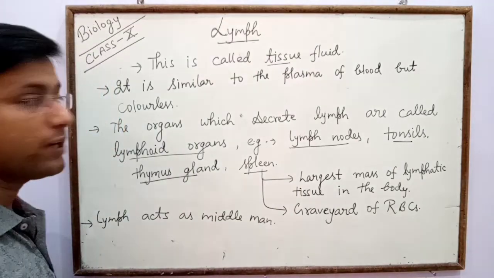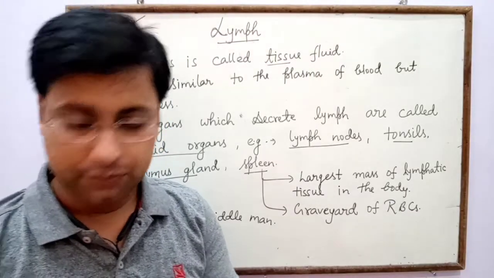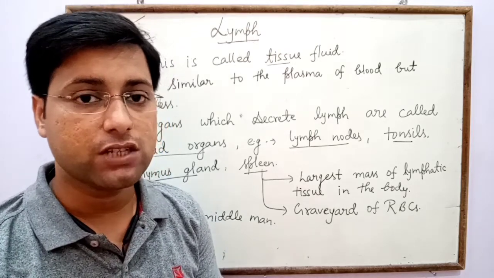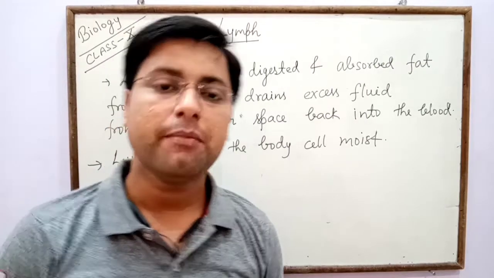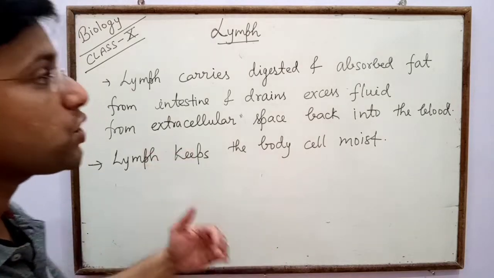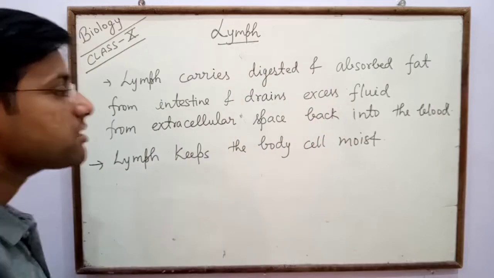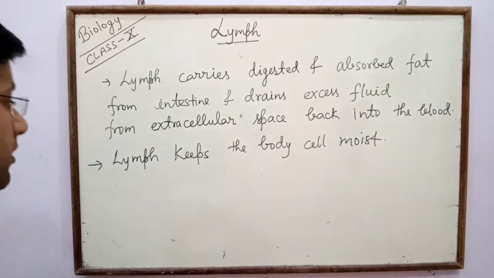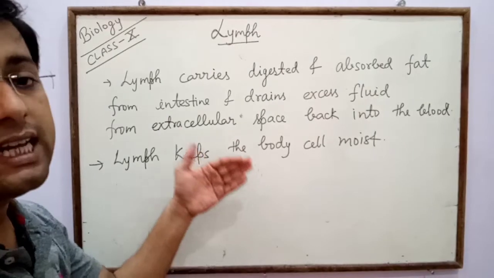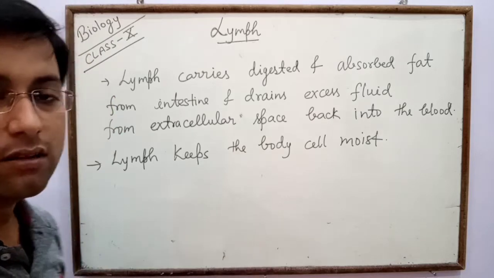bank of our body. So lymph is another fluid which is also responsible for transportation of food material and other substances from blood to tissue and from tissue to blood. Another function of lymph is that it carries digested and absorbed fat from the intestine and drains excess fluid from extracellular space back into the blood. And lymph keeps the body cells moist, like a moisture for the body cells.